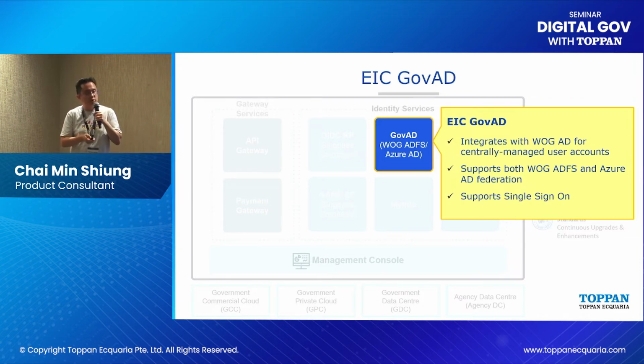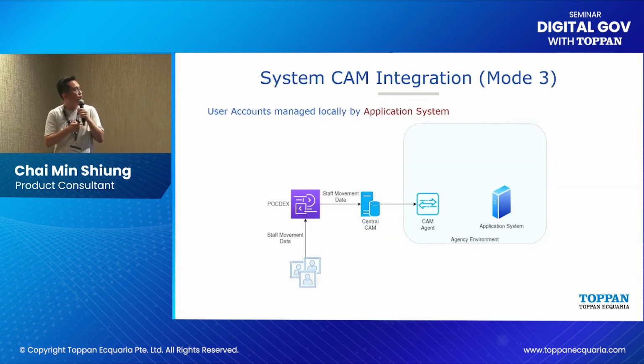Next, it also supports your single sign-on. And just to elaborate a little bit more, GovTech has defined 3 different modes of authentication. Agencies are encouraged to migrate to mode 1. I will tell you more about what mode 1 is later. So let's go through the 3 different modes of authentication so you can understand better what is required of you in each mode, so you can make a better decision.